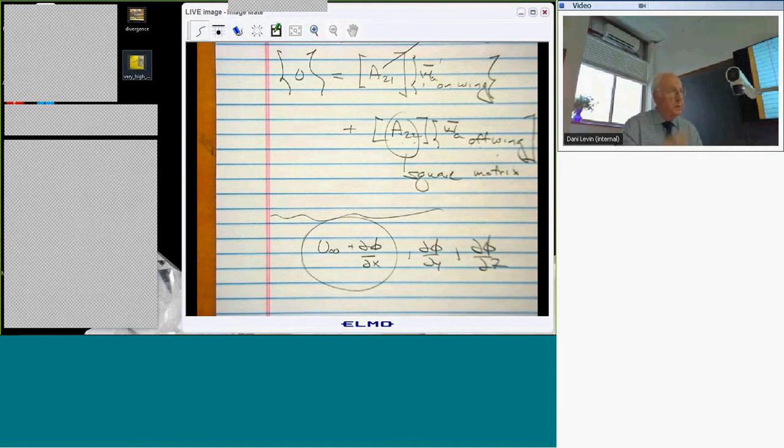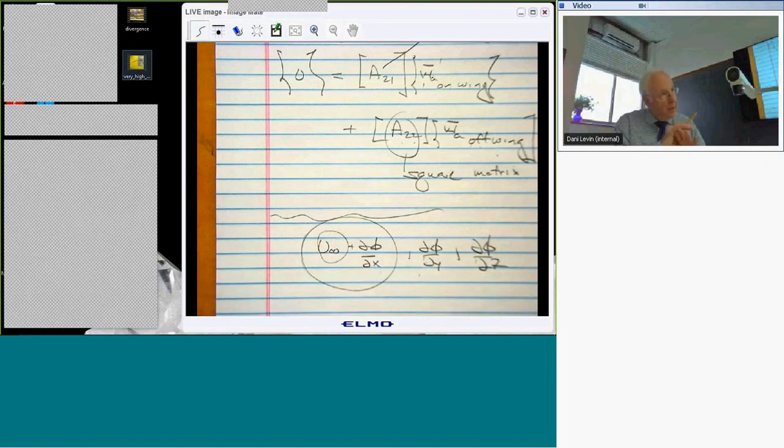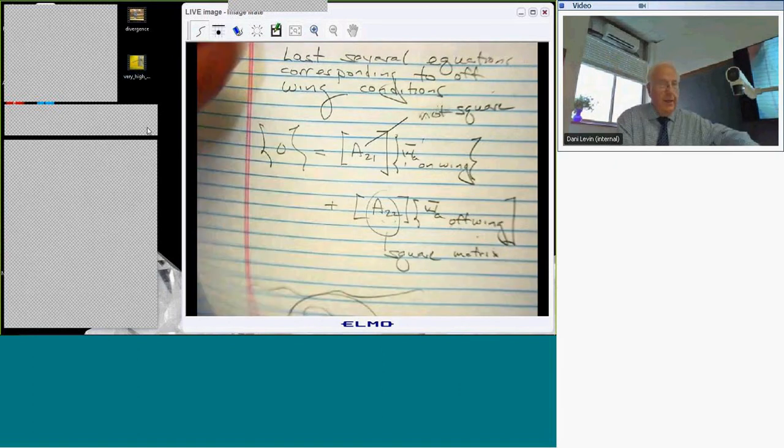But in our linear theory, we're always assuming that these things are small compared to these things. But not too small, because if we assume them too small, we'll throw them away altogether. We can't do that. But we retain the linear terms in these quantities and ignore the nonlinear terms. Okay, very good. We're moving right along.